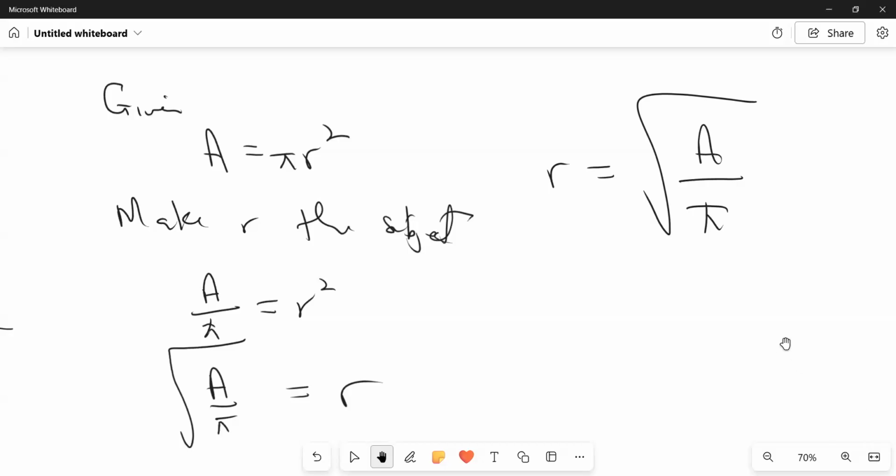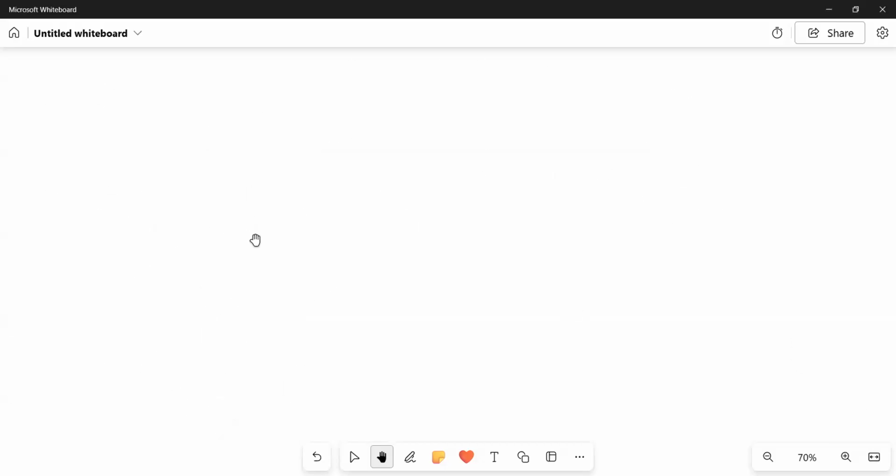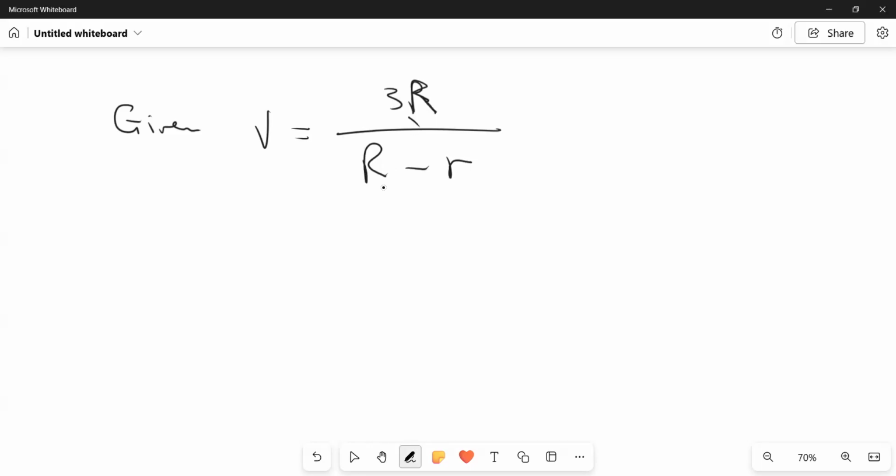All right, look at this one. What you're making the subject occurs in more than one place in the formula. You're given V equals 3R over R minus r, right? So you have an R there, you have an r there. Say make R the subject. What do we do now?